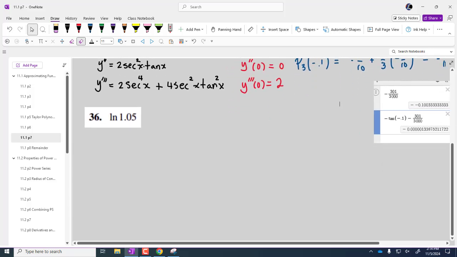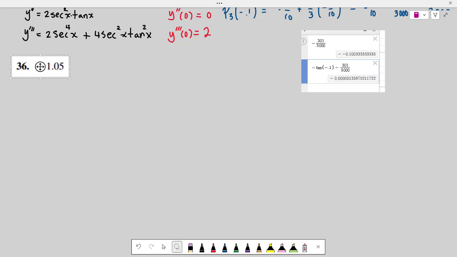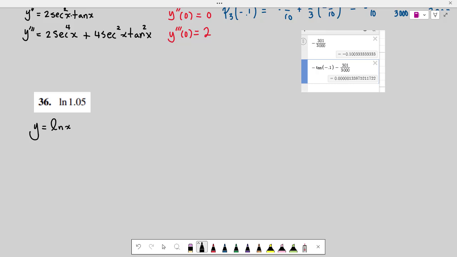All right, so let's go ahead and try another one of these. So we have the log function here. So same idea. We're going to use the function, natural log of x. That's our function. So y equals ln x. And then what is the a value that we're going to choose, or the center? 0. No. Natural log of 0 is not defined. 1. 1. That's the closest number to 1.05 that we can evaluate the log of.